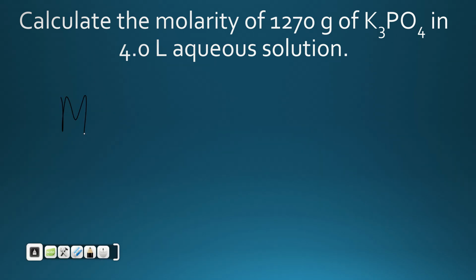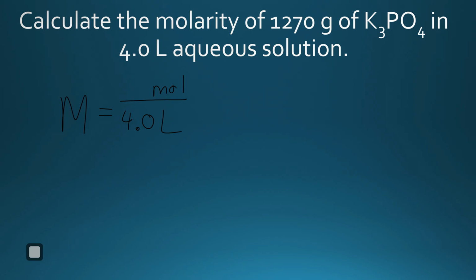So I write out molarity equals moles over liters. I'm given liters again, so we're being pretty nice right now. We're not dealing with the milliliters. But I'm given grams. I change the grams to moles. I do need to calculate this one out. I have moles on top, grams on the bottom, 1 mole: 39.1 times 3 plus 30.97 plus 64. This is 212.27 grams. So 1270 divided by 212.27.